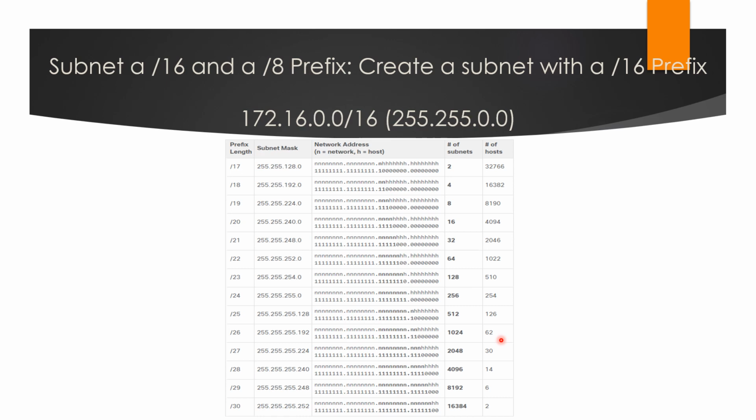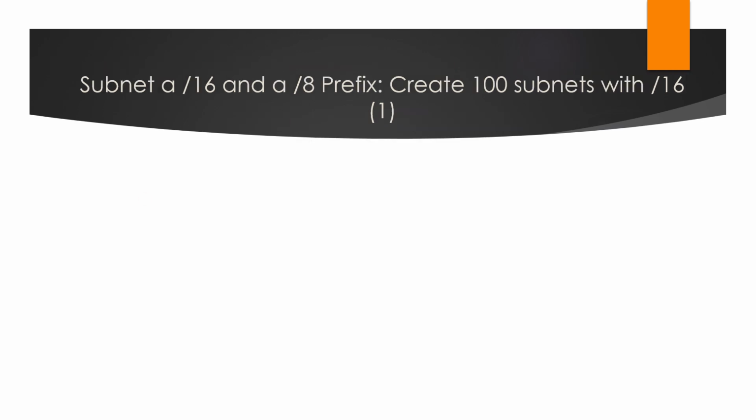The reason is that it has 16 additional bits that can be borrowed, not 8, and therefore the number of subnets and hosts are simply larger. Let's consider a large enterprise that requires at least 100 subnets that has chosen the private address of 172.16.0.0/16 as its internal network address.